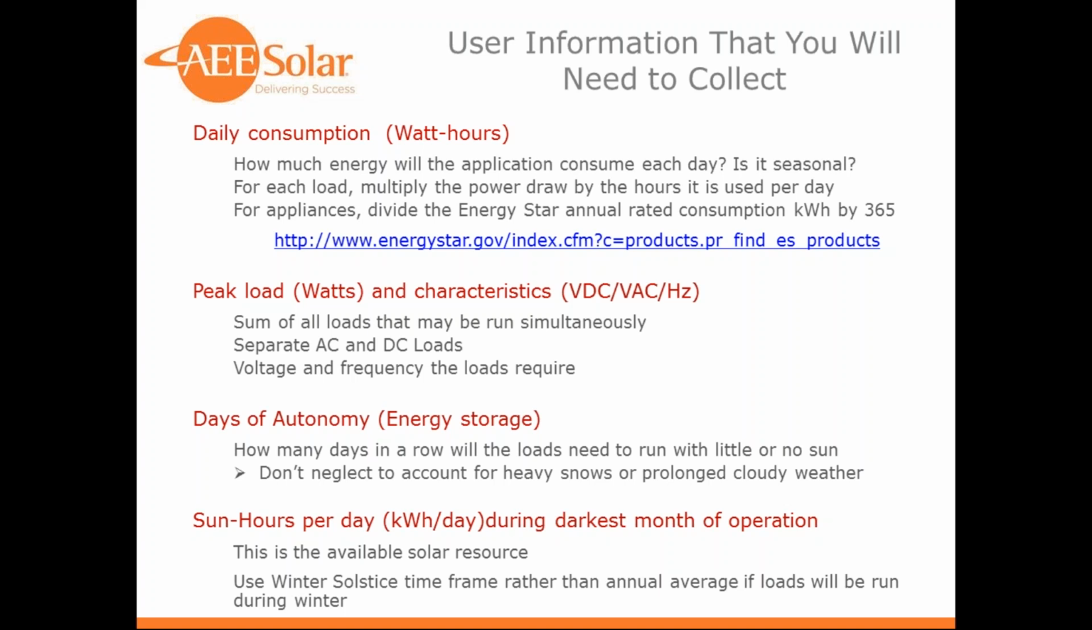I mean, if you have, for instance, heavy air conditioning loads, that's going to be a heavy summer use. If you have a lot of lighting loads or other things in the wintertime, it might be a heavier wintertime use. So for each load, we need to multiply the power draw by the hours it's used per day to figure out what the kilowatt hour consumption is.